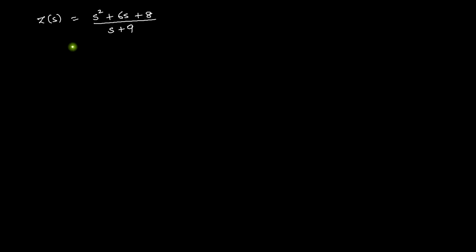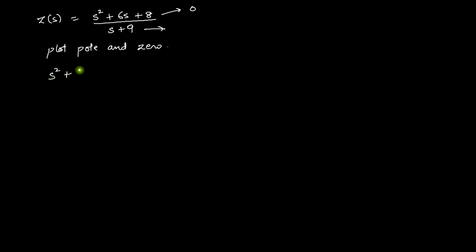Suppose this is the network function of a given network and we are asked to plot the poles and zeros of the given network function. First, we need to find the poles and zeros of the network function. The zeros can be determined from the numerator and the poles can be determined from the denominator. If we substitute the numerator equal to 0, we get the values of zeros. Let us do so.